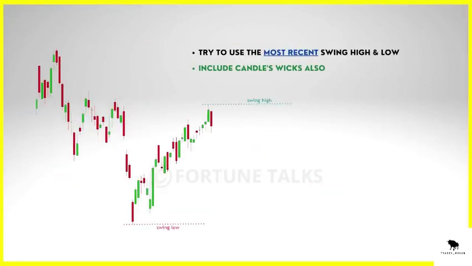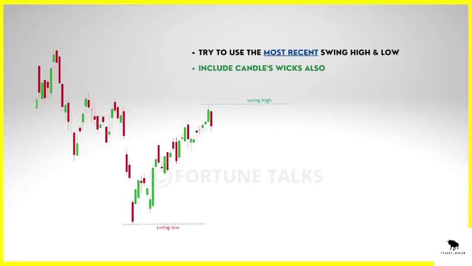But one thing that I like to follow is to find the most recent swing high and swing low level, including the candle's wick. That way I can accommodate the entire price swing within these levels. But at the end of the day, it all comes down to how you like to use it.